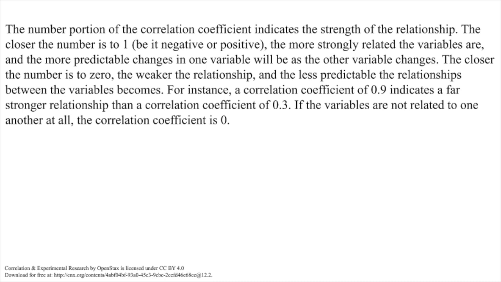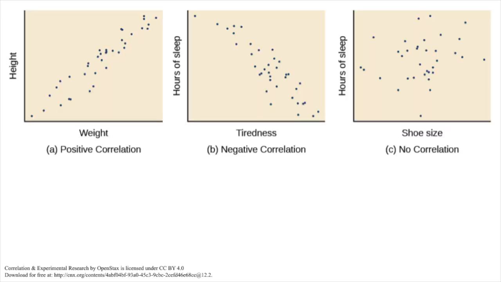The example earlier about ice cream and crime is an example of two variables that we might expect to have no relationship to each other. The sign, positive or negative, of the correlation coefficient indicates the direction of the relationship. A positive correlation means that the variables move in the same direction. Put another way, it means that as one variable increases, so does the other. And conversely, when one variable decreases, so does the other.